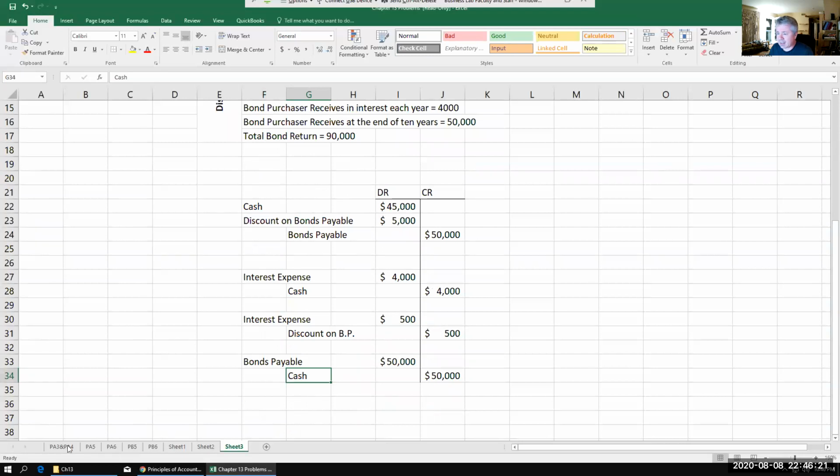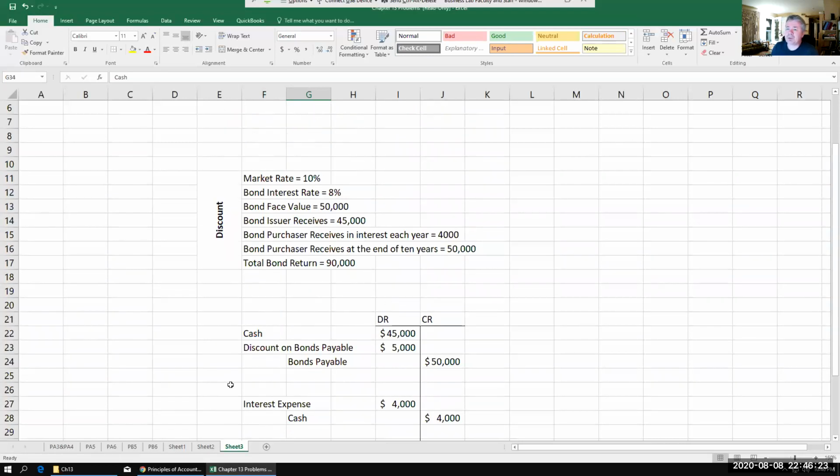And so this overview should at least guide how you do your homework. The concept is that with a premium, you're going to end up paying less in interest because you got extra money. It's going to offset that. With a discount, you're going to pay more in interest because you got less money, and so therefore you're going to have to pony up more for interest to cover the discount.